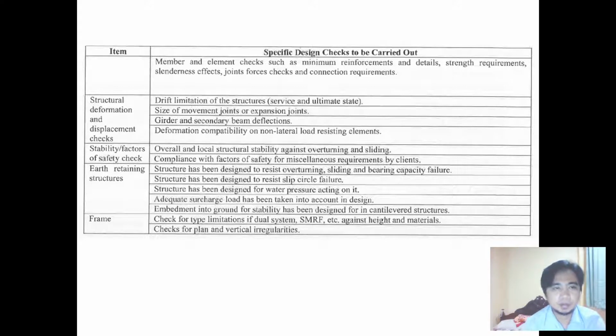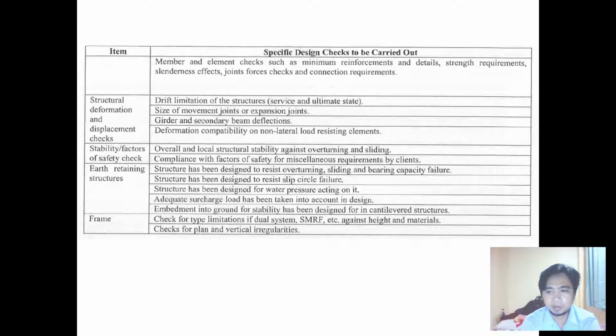So of course, an item for structural deformation and displacement check, we wanted to control that one. Stability factors or safety check. We also have earth retaining structures as well as the frame. So SMRF here under the framing refers to special moment resisting frame. SMRF usually are framing systems that are earthquake resistant. We should also check for plan and vertical irregularities.